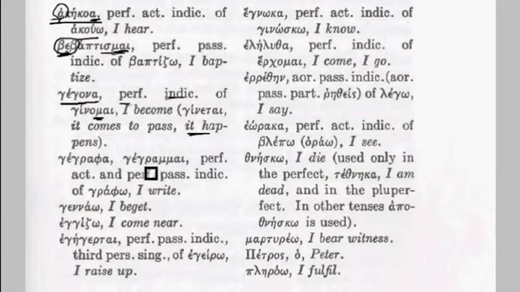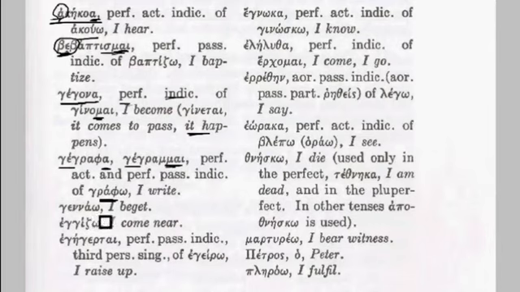Gegrapha and gegrammai is the perfect active and perfect passive indicative of grapho. Again, you'll notice that there's a little bit of an irregularity here. We don't have a kappa, which ordinarily would be the sign of the perfect. The endings here are going to be the same as we would expect, and the endings here also will be what we expect, but the formation of the stem is a little bit unexpected. We do have the reduplication that's going on, so that part is predictable, but otherwise it is a little bit irregular.